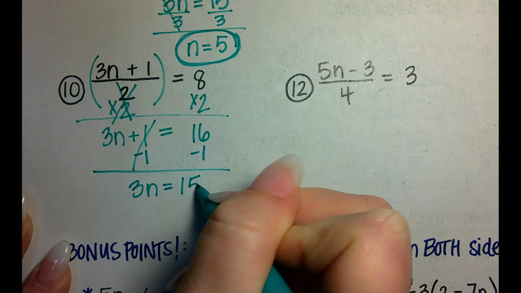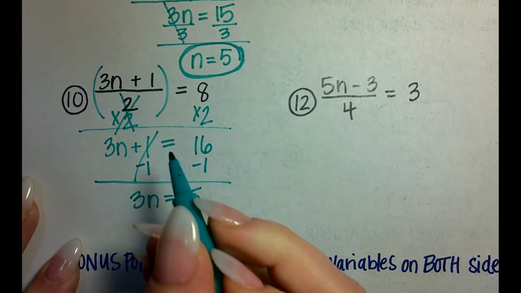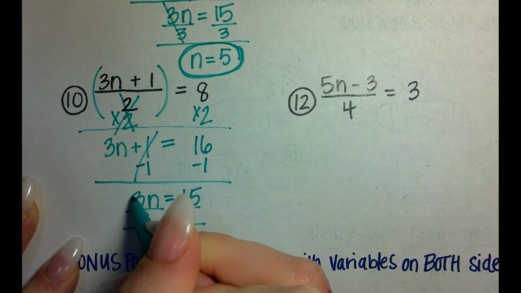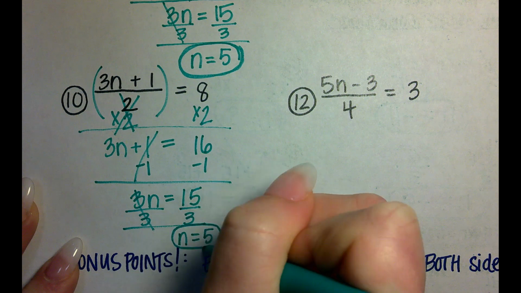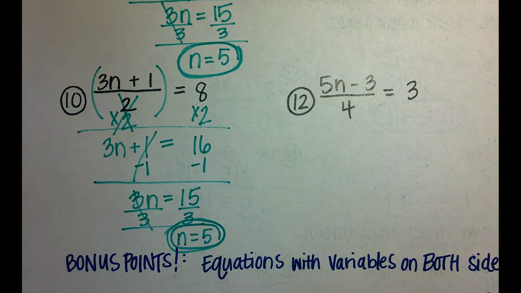Oh, and we end up with the same problem as the one before. So then you divide by 3. Yes, divide by 3. And it's the same answer, n equals 5. N equals 5, same as the last one. Good. It's a different problem. Yeah, just a different problem. Same ending answer though. Good, good, good. Okay, so that's number 10.